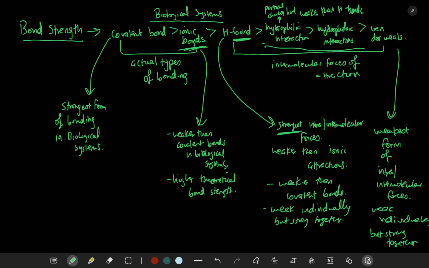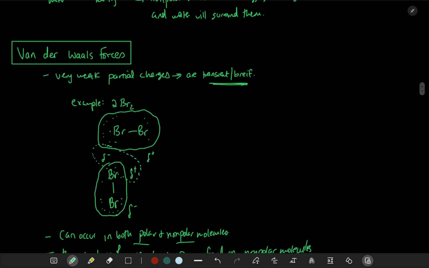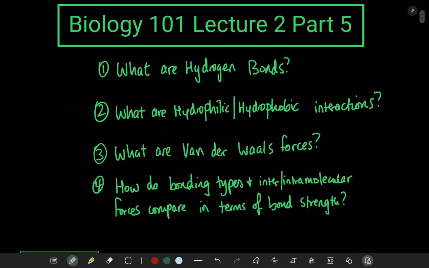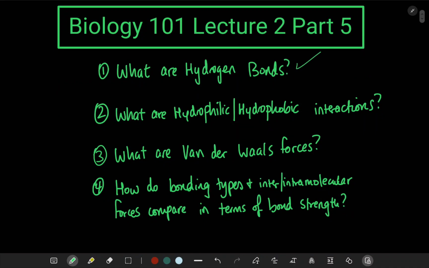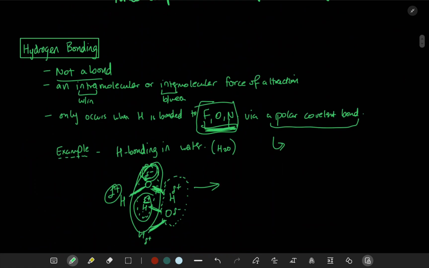So that was bond strength, and let's see what else we have. Do we have anything else? So we talked about what hydrogen bonds were. We talked about what hydrophilic and hydrophobic interactions were. We talked about van der Waals forces, and then we just finished talking about how different bonding types and intermolecular forces compare in terms of bond strength, as well as how they interact with each other. So that's it for part 5 of lecture 2.